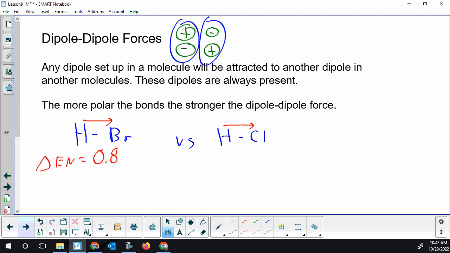If the difference was 0, there'd be no polarity. If the difference was 2, you would say this is ionic, not sharing. The HCl difference, chlorine is 3.2 versus 2.2, there's a 1.0 difference there. So there would be greater dipole-dipole forces in the HCl compared to the HBr.